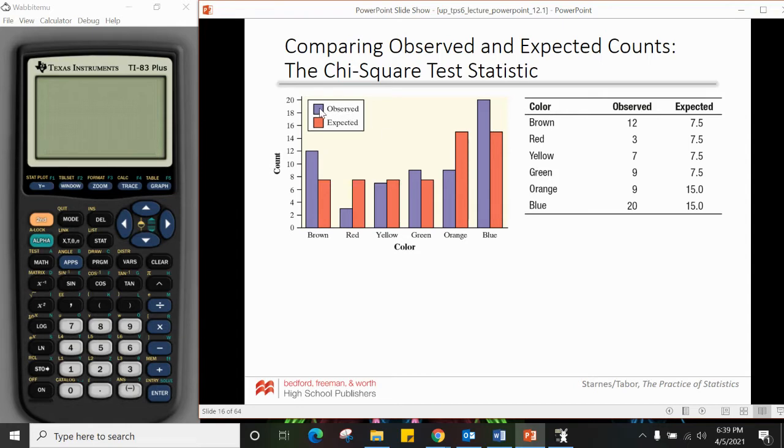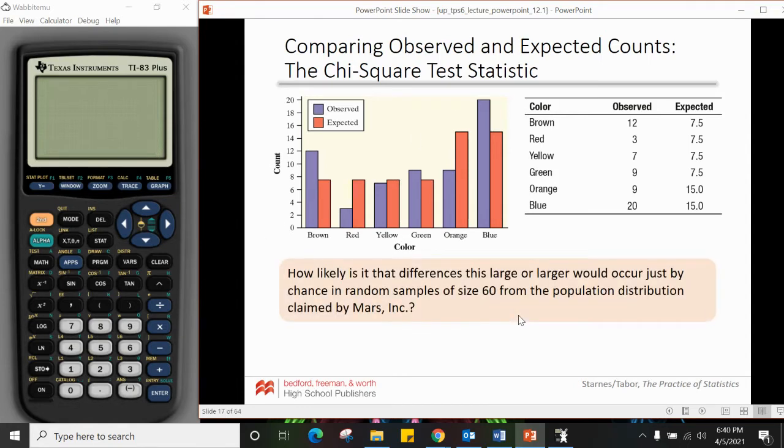Also note that the observed values are just observed based on this one specific bag of 60 candies. If I took another sample of 60 M&Ms, they might be very different than this. So it's just based on the observed test that you did or the sample that you have obtained. All right. And so the chi-square test really is this: how likely is it that differences this large or larger would occur just by chance in a random sample of size 60 from the population distribution claimed by Mars? So it's really how likely is it that these are different in a sample of 60?